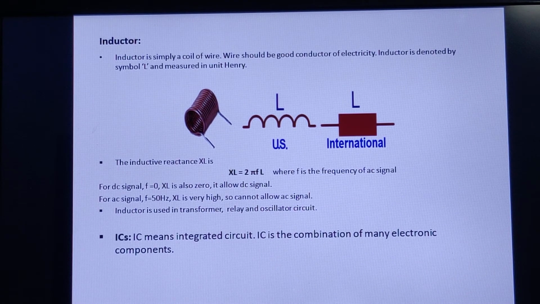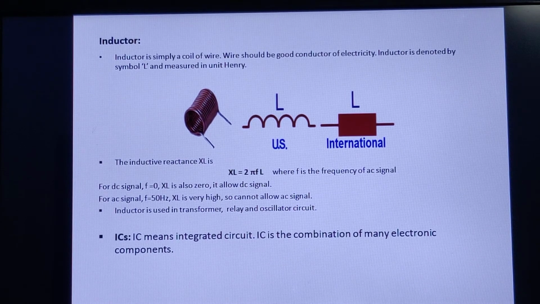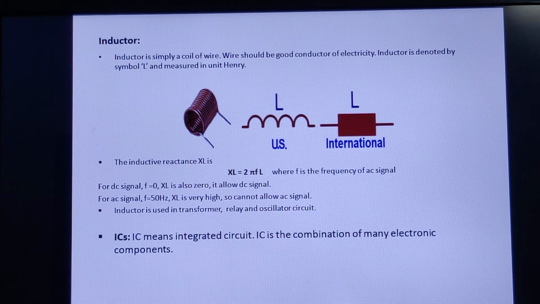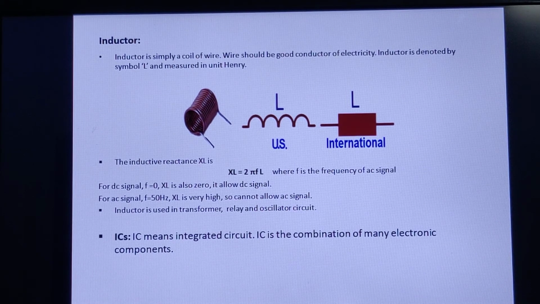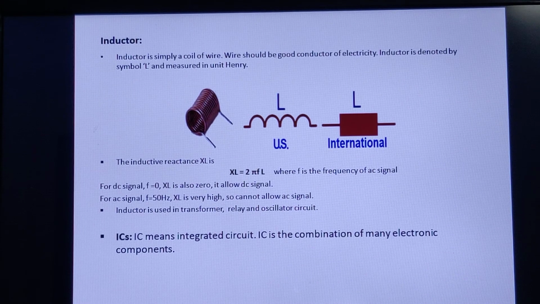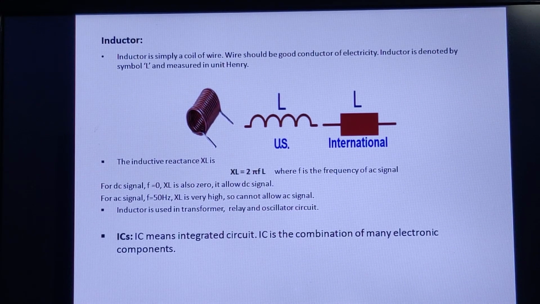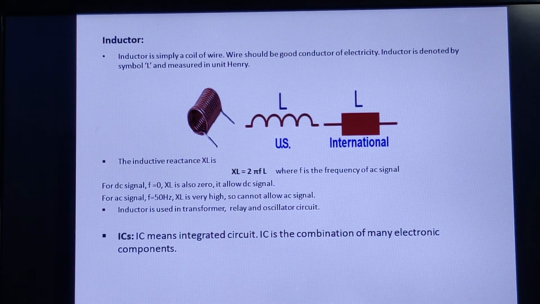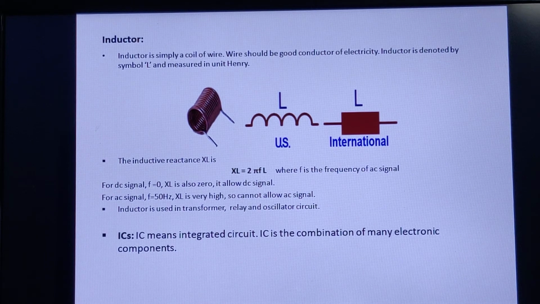First we consider a DC signal. For a DC signal, frequency is 0. Therefore, XL also has 0 value. It allows the DC signal. For an AC signal, maximum frequency f equals 50 Hz. XL is very high or becomes infinite, so current cannot pass through the inductor. That means the AC signal is not allowed to pass through it.